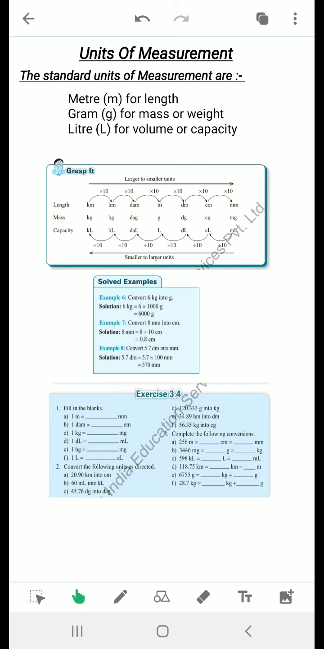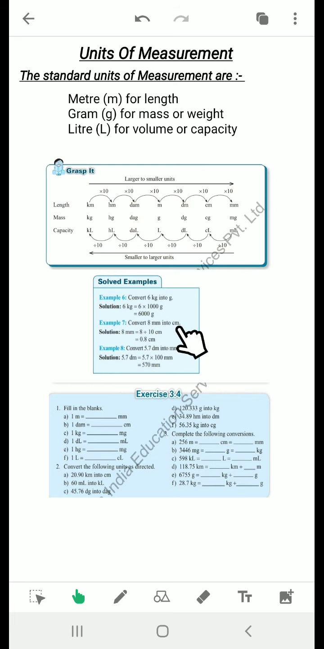Okay, so let's see one example. Convert 6 kilogram into gram. So here kilogram is to be converted into gram. Kilogram is the larger unit, gram is the smaller unit. We are converting a larger unit into a smaller unit, so we will multiply. And multiply by what? So count the steps: one step, two steps, three steps. So it will be multiplied by 1000. So 6 multiplied by 1000, 6000 gram.